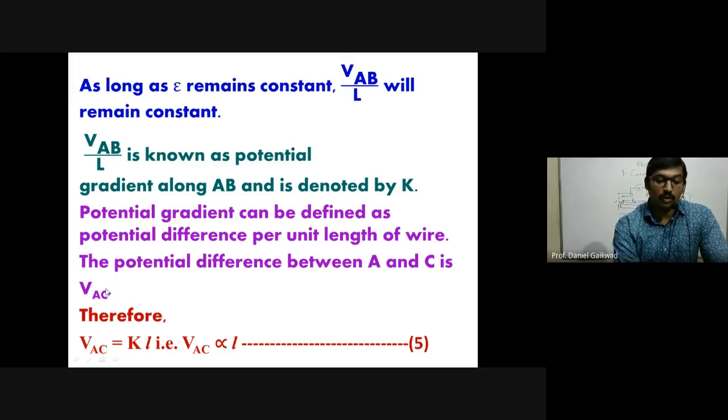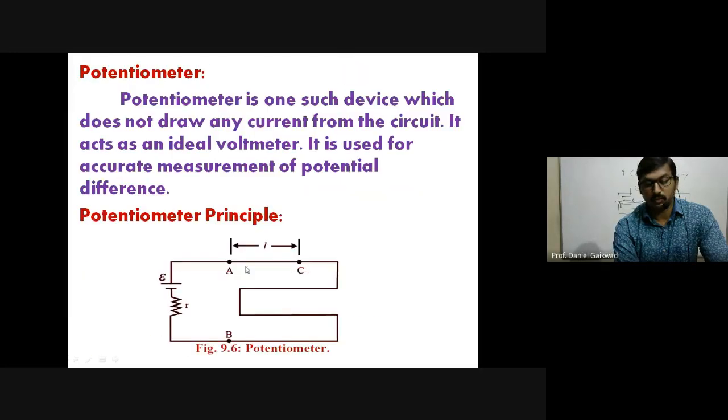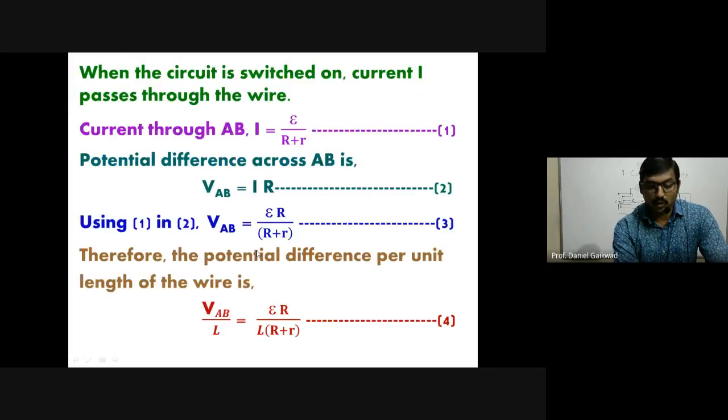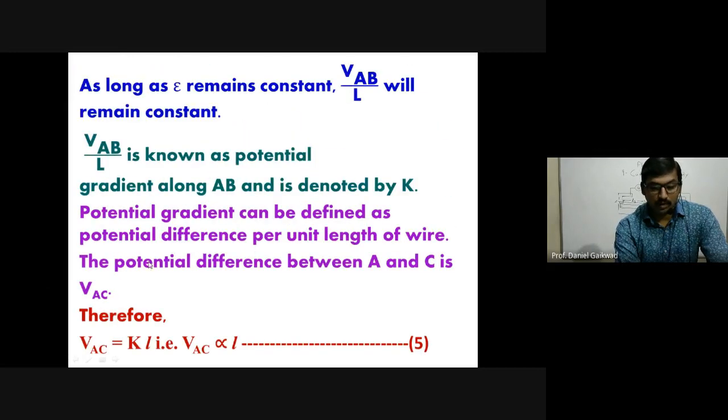Now we have taken point C. Check carefully, we have taken point C, which is near to the point A. So between A and B, we have another point C, and that point is at a distance small l. So what about that point? We have given the potential difference. Check the second last line: the potential difference between A and C is VAC. So therefore VAC is equal to that constant quantity K, the potential gradient, into L. So that can be obtained in this formula here.